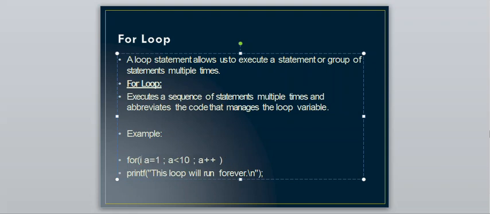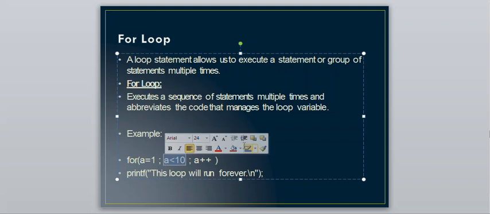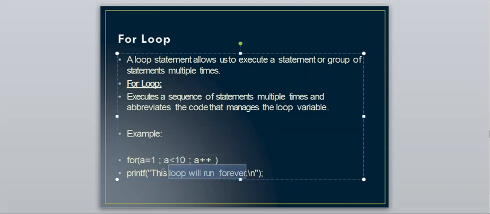I think this statement is true for Java, not for C. Okay, now it's right: a is equal to 1. This is the initialization part, meaning we want to start our loop from 1, and the condition is a less than 10. Your compiler will read it as 1 is less than 10, the condition is true. If the condition is true, then it will go to the body of the for loop and print.